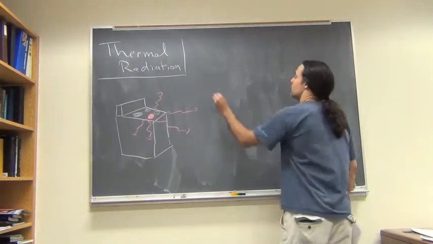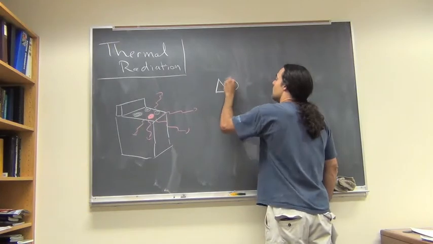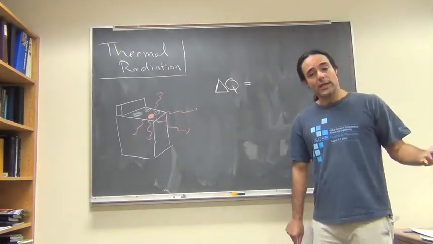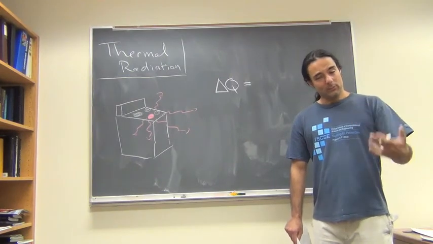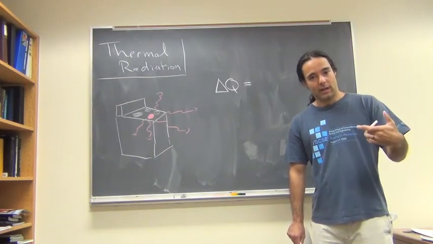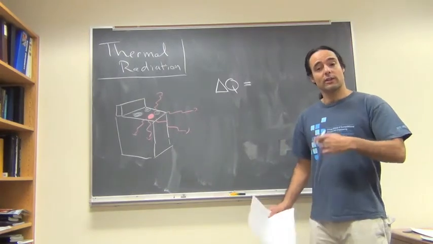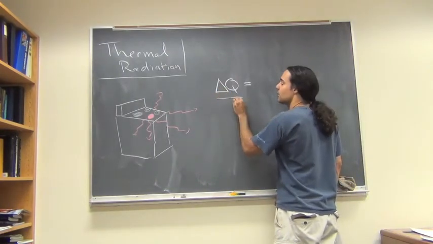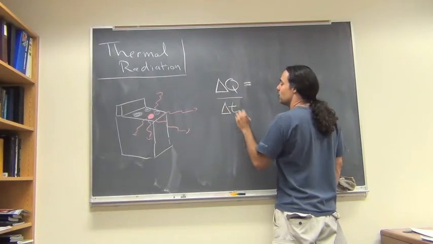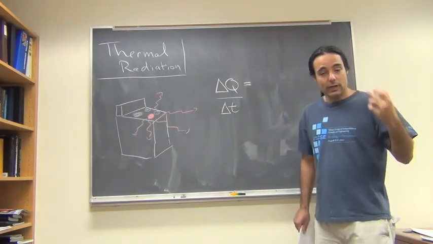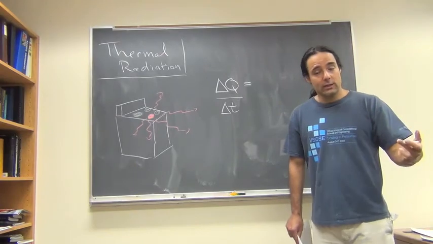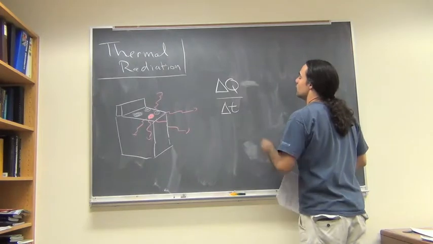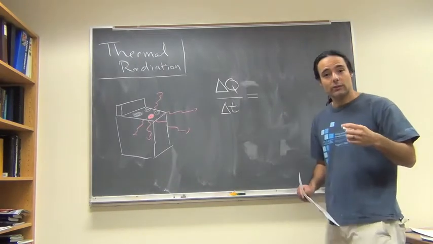Well, I know I'm giving off a certain amount of heat, and I want to know what that heat is going to depend on. Much like thermal conductivity, we expect it to depend on the amount of time that I wait. So also much like thermal conductivity, it's better to talk about the rate at which heat comes out. So delta Q over delta T, or dQ/dt if you're in calculus land. So let's see what dQ/dt is going to be.